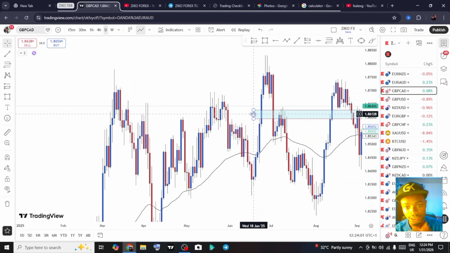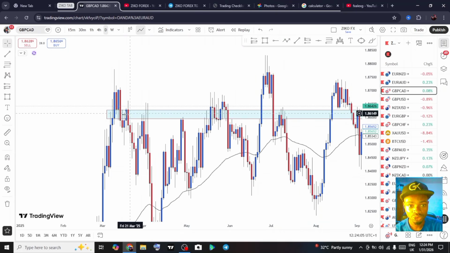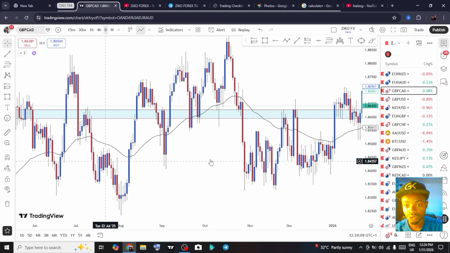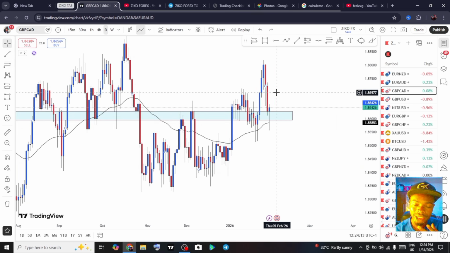I believe this market should continue buying next week, right? We have multiple rejections from this area right here, right? So we have multiple rejections, and I believe that this market could continue buying next week.